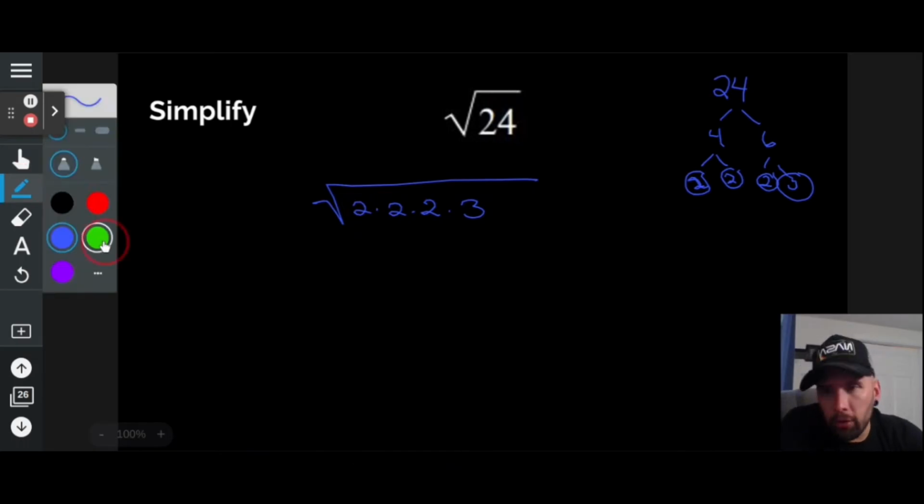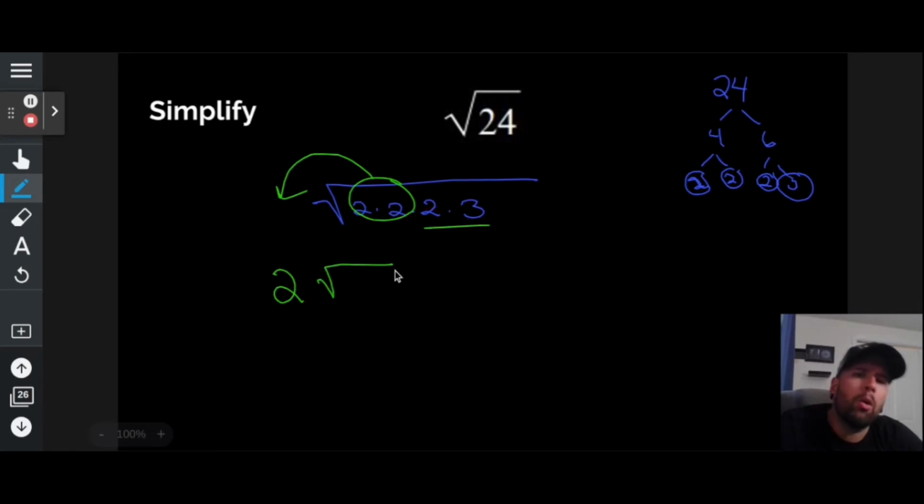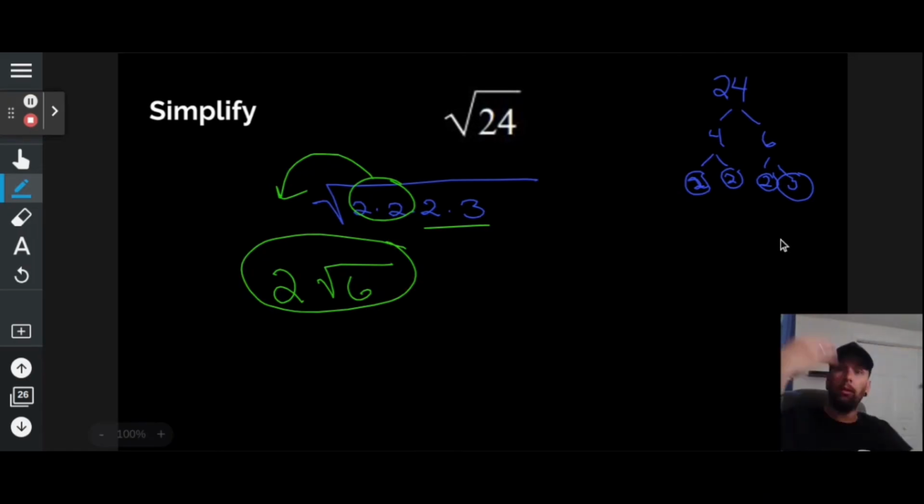You look for pairs and bring one of each pair out. I have a pair of 2s, no more 2s, and I only have 1 3. So you bring 1 2 out and you multiply what's left over on the inside, and you're done, baby. You're done. Now, some teachers might have you do something like this.